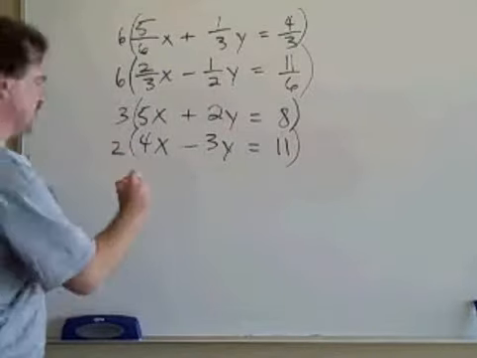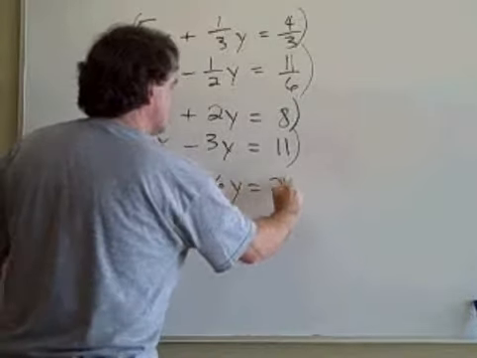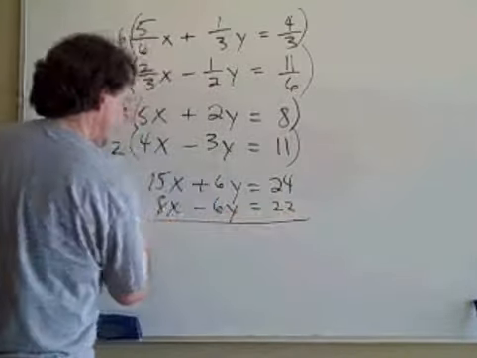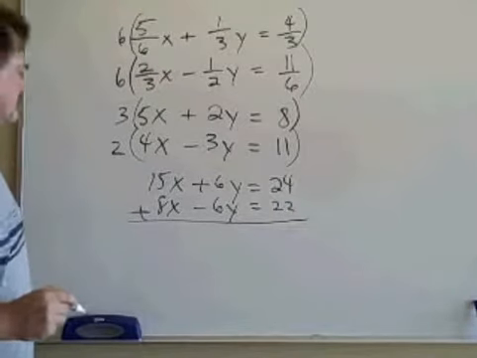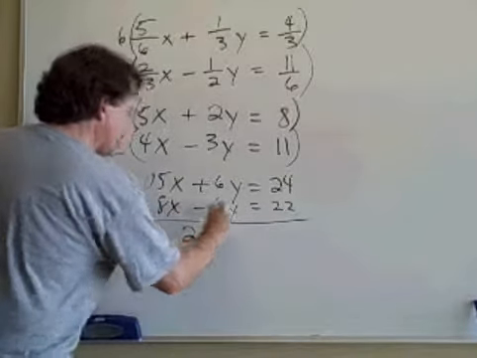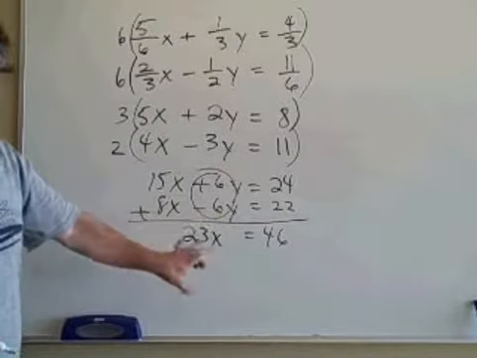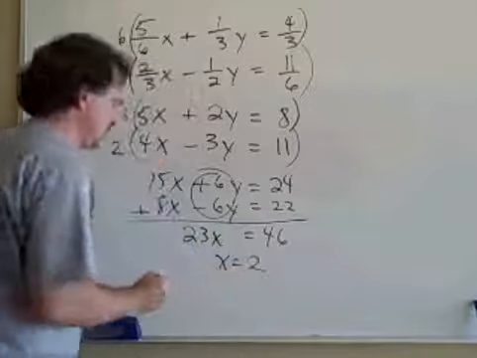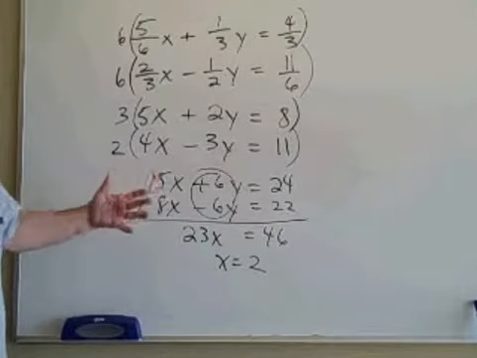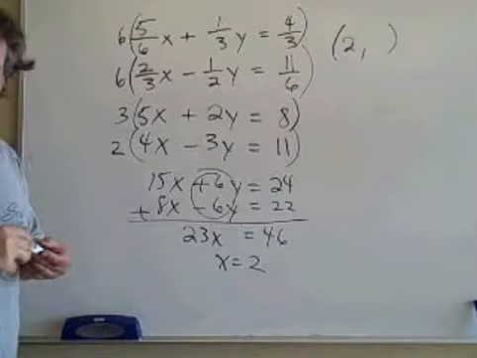So 3 times 5x is going to give me 15x plus 6y equals 24. 8x minus 6y equals 22. 15x plus 8x is 23x. The y terms cancel, 0, equals 46. Dividing both sides by 23, I have x equals 2. So now we know that the x value of the ordered pair that solves this equation is 2. We just need to find the y value.